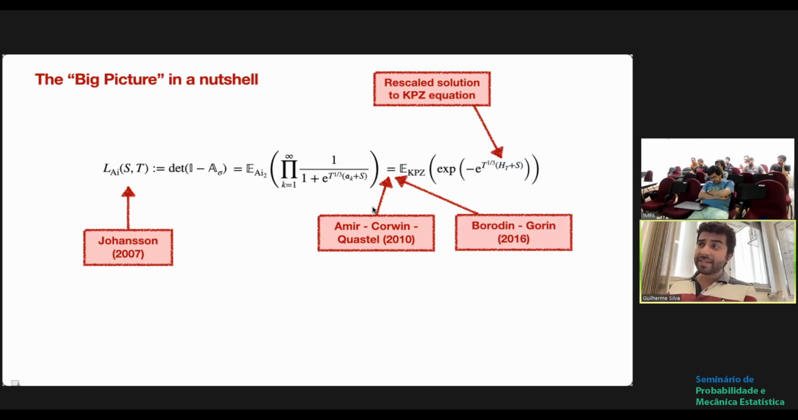This was realized, somehow in an implicit way, first by Amir, Corwin and Quastel, in a work where they find the exact one-point distribution of the narrow wedge solution to the KPZ equation.